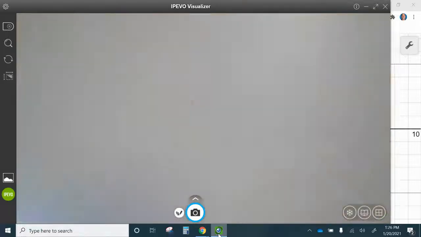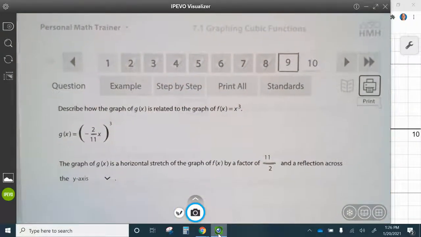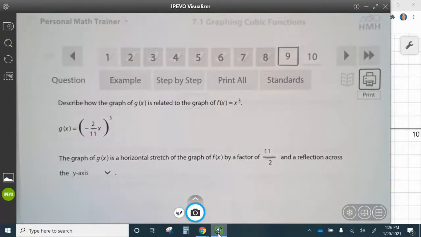Let's take a look at question number 9. Describe how the graph of g of x is related to the graph of f of x equals x cubed. G of x equals parentheses negative 2 divided by 11 x cubed. The graph of g of x is a horizontal stretch of the graph of f of x by a factor of 11 divided by 2, and a reflection across the y-axis.